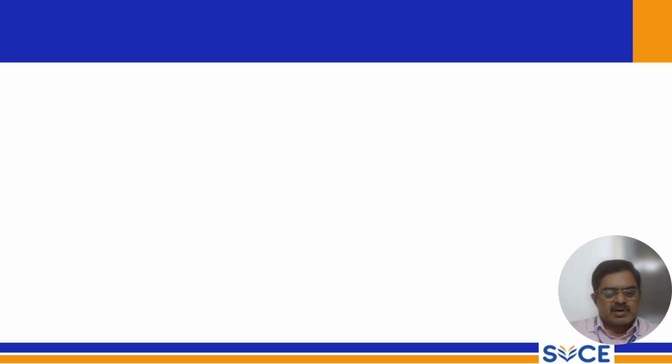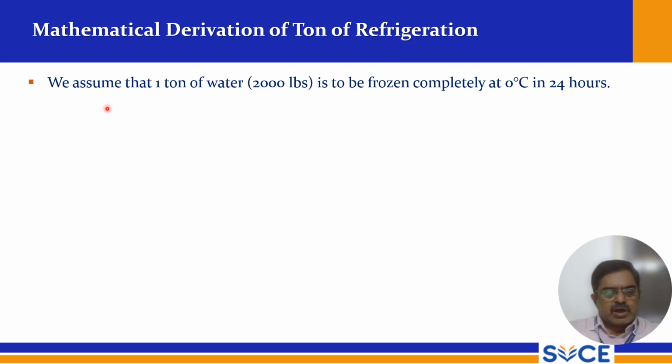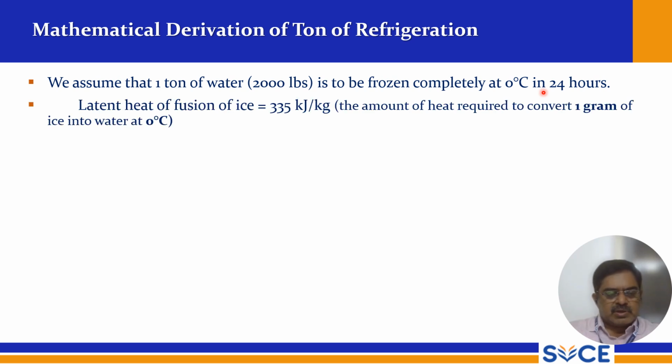We see a small mathematical derivation here. It is very simple, and it will be very useful if you understand it while solving our problems, students. Mathematical derivation of 1 ton of refrigeration. We assume that 1 ton of water, which is 2000 lbs, is to be frozen completely at 0 degrees Celsius in 24 hours. That is nothing but 1 ton of refrigeration. The latent heat of fusion of ice is equal to 335 kilojoules per kg. And please remember this value also.